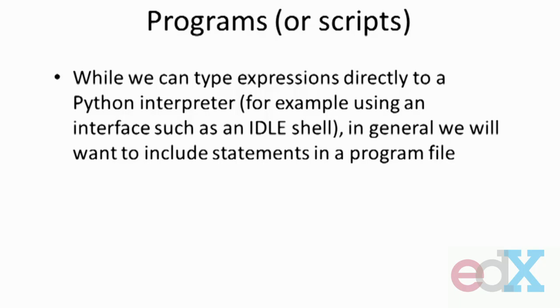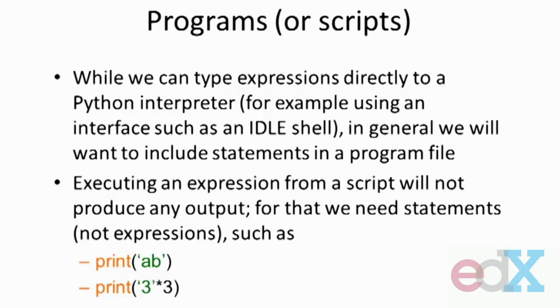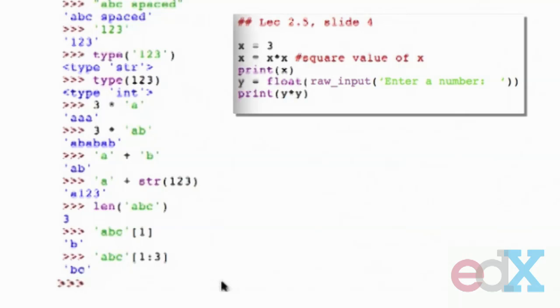To do that, we're going to talk about how we deal with that. Executing an expression from a script that's stored away in a file will not produce any output. When I talk to the shell, it gives me an output, but inside of a script, it's not going to do that. We're going to need to give it an explicit command, and for that we need statements, not expressions. In particular, if we want to get an output, one of the things that we can do is use statements like print.